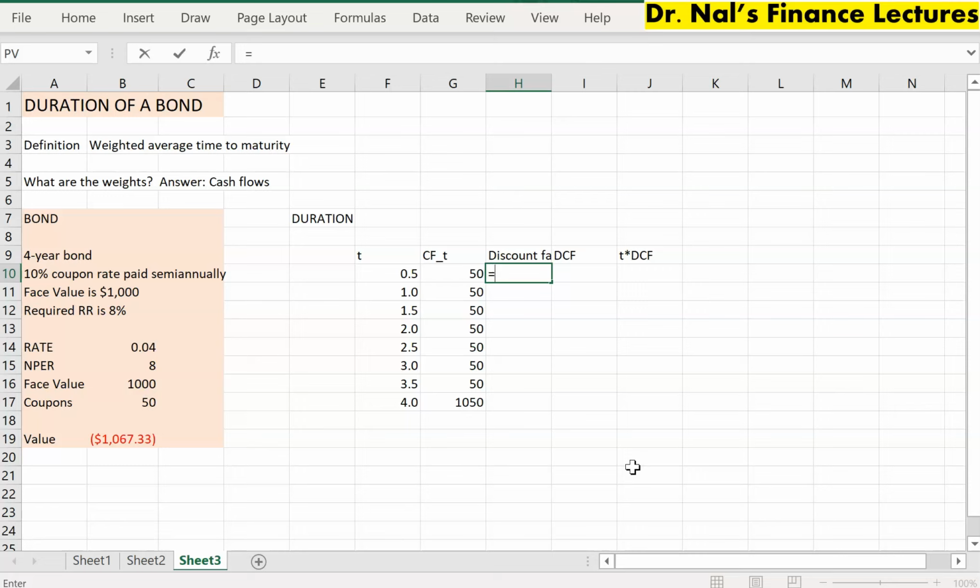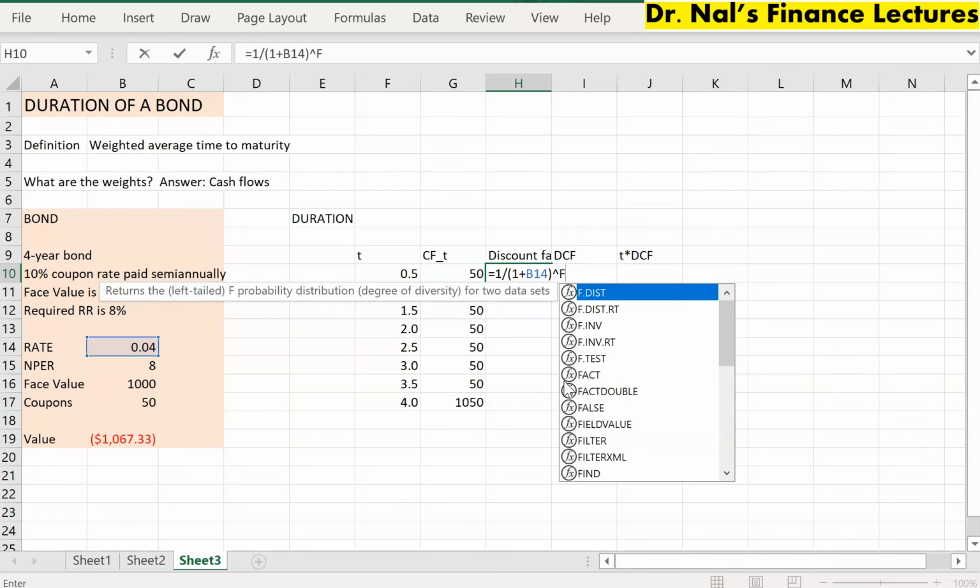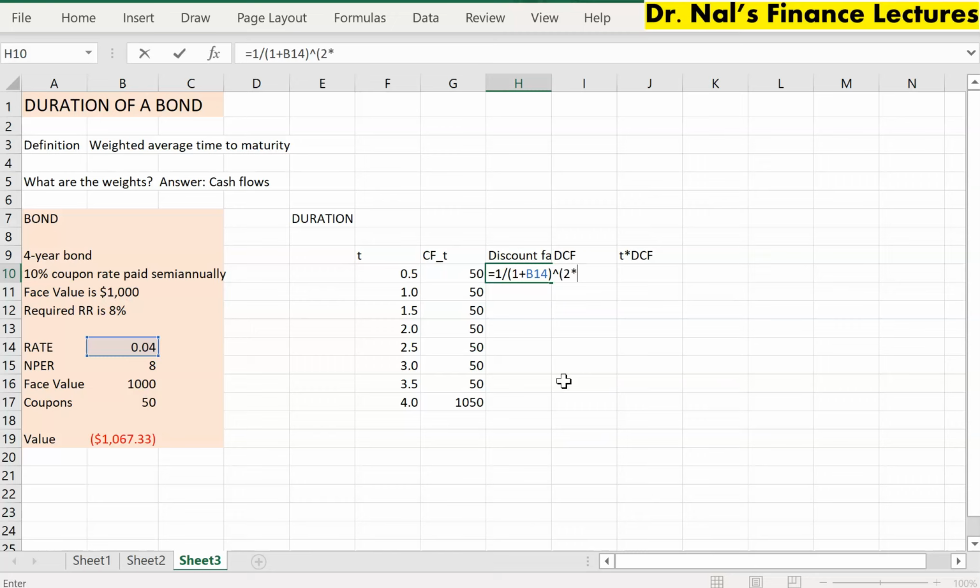So the discount factor will be the following: 1 divided by, open parenthesis, 1 plus the interest rate. We are told that the required rate of return is 8% annually, so it's half of that, 4%, per period. This is raised to the power of the time period, which is 6 months, considered as 1. So rather than taking the time directly, it's 2 times that number, which is 1 period, then 2 periods, 3 periods, and so on. All right, that's pretty much it. So press enter, there you go.